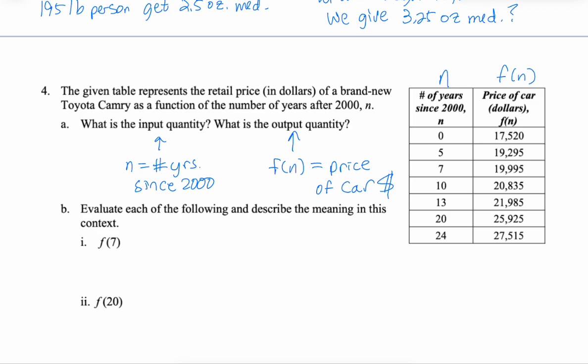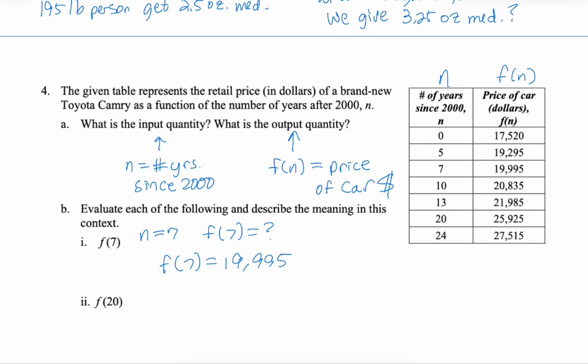So obviously the chart has organized things nicely. It's always a good idea to read over what the question is asking. What is our N? What is our F of N? What do they tell us? So B, F of 7 says to evaluate each of the following, describe the meaning in context. Well, that just means at year number 7, what is the price of the car? Well, that's what the chart's going to tell us right here. At year 7, the price of the car is $19,995.